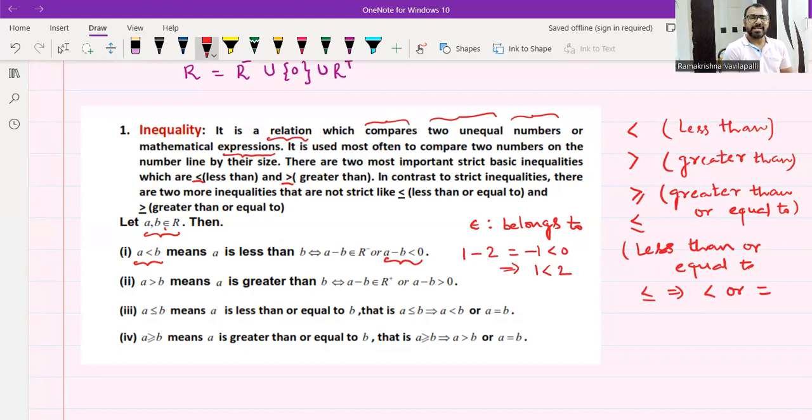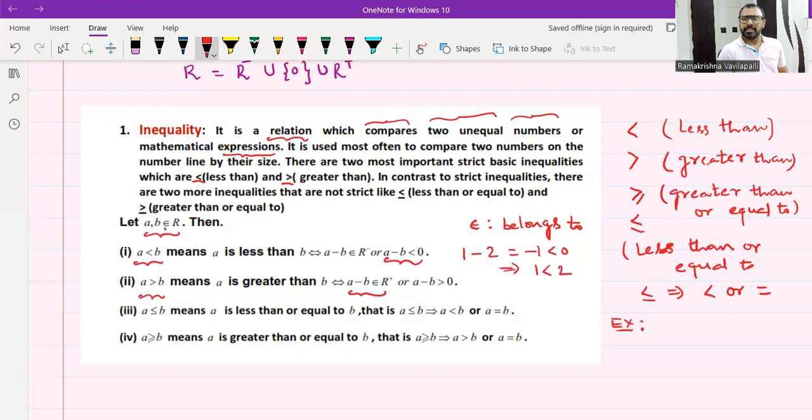Similarly, A is greater than B means that if the difference of A and B is positive, then we say that A is greater than B. So A minus B must belong to R plus. I'll write an example.